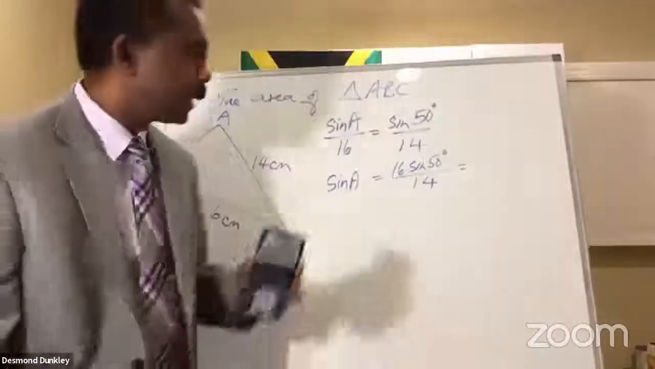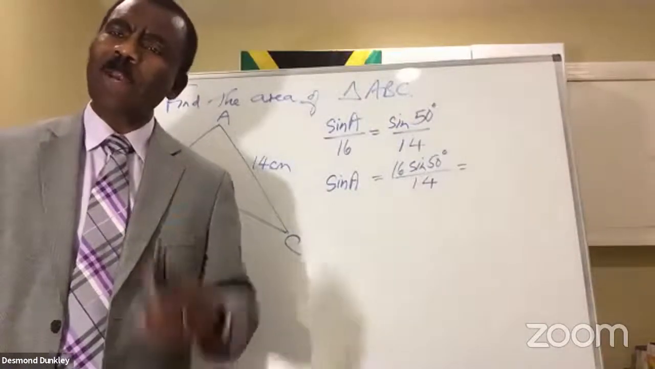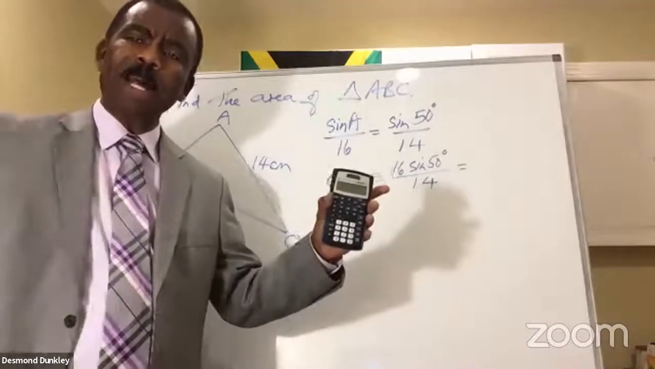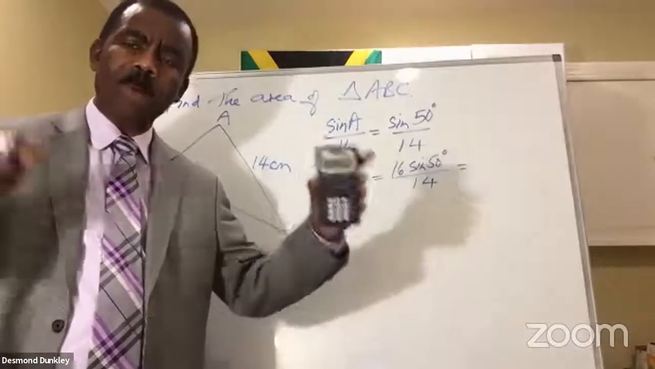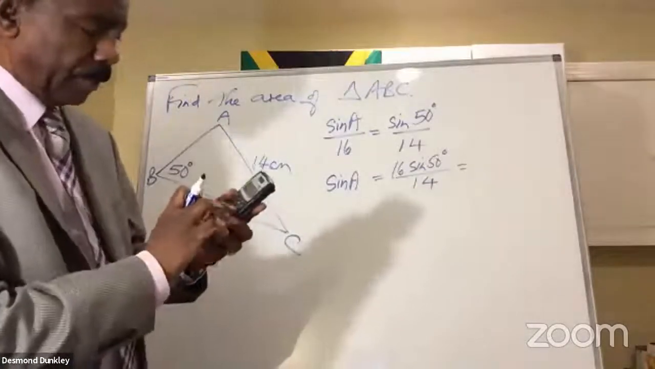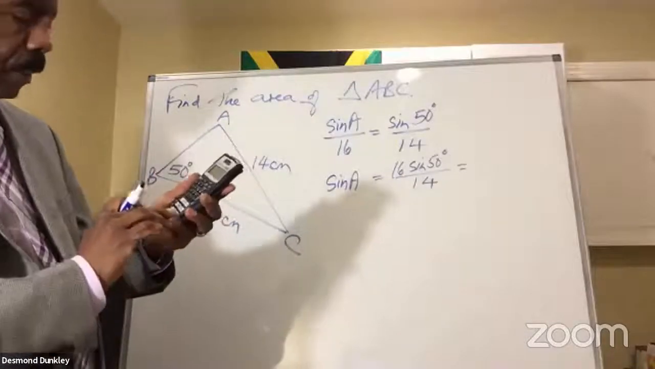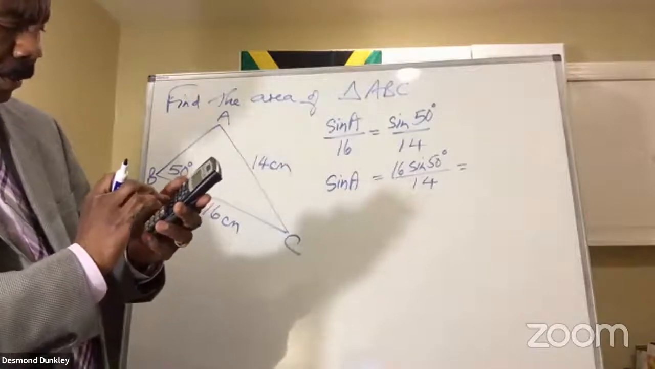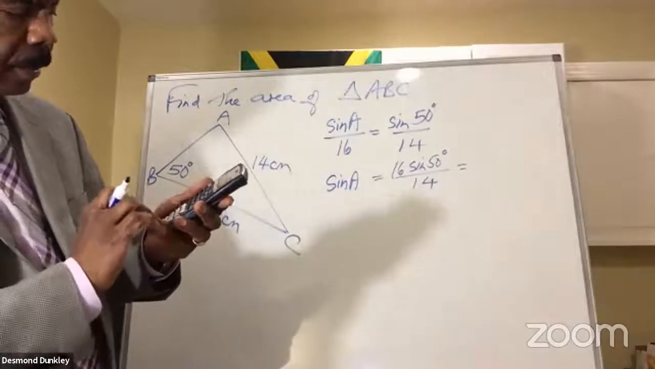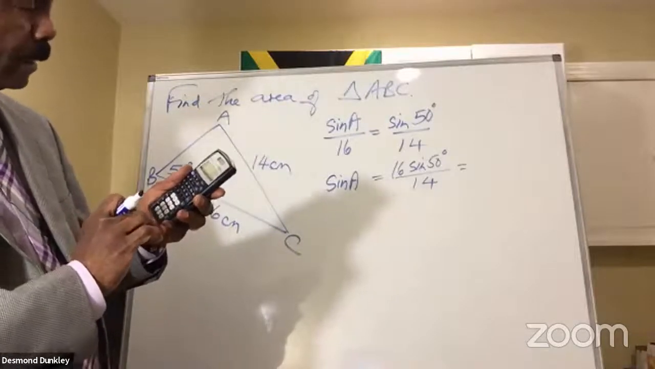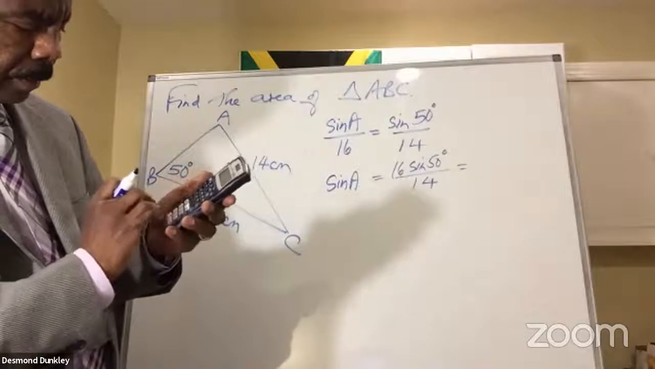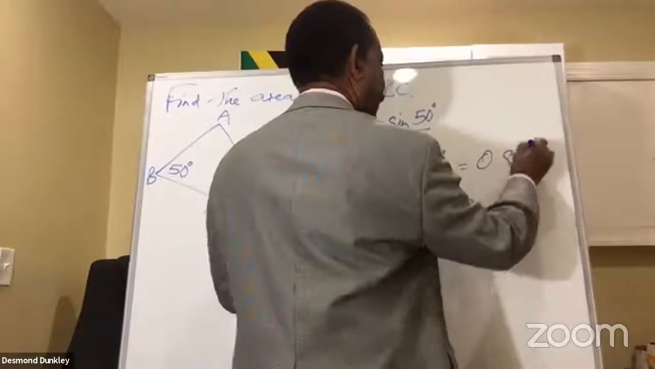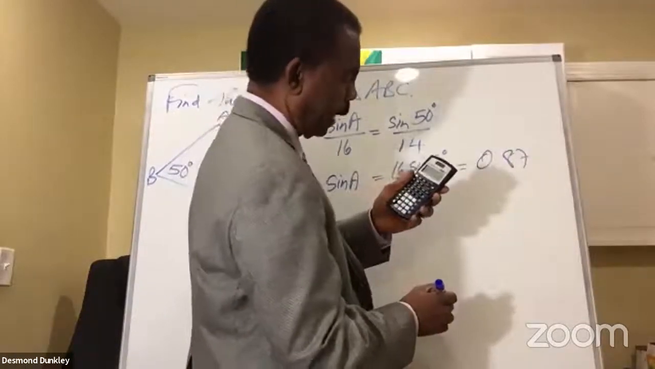We never discussed that before, but sine cannot be greater than 1. Sine of an angle cannot be greater than 1. Sine of an angle ranges between -1 and +1. Maximum +1, minimum -1. So now let's do this now. I just made a quick shift, so let's go. 16 times sine of 50 is equal to 12.256, divided by 14, and that gives us 0.8758.